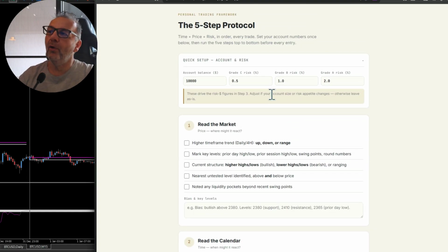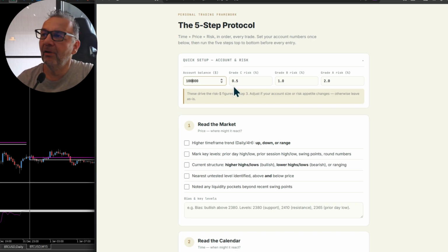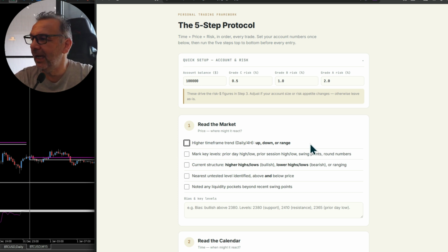So let's go over it together. If you have a 100k account, then it's 100k obviously. If you're going to trade a grade A, you're going to take 2%. Accordingly, your dollar amount and your risk percentage amount are all going to be there. And then you're going to come into higher time frame, daily, 4 hour: up, down, or range.